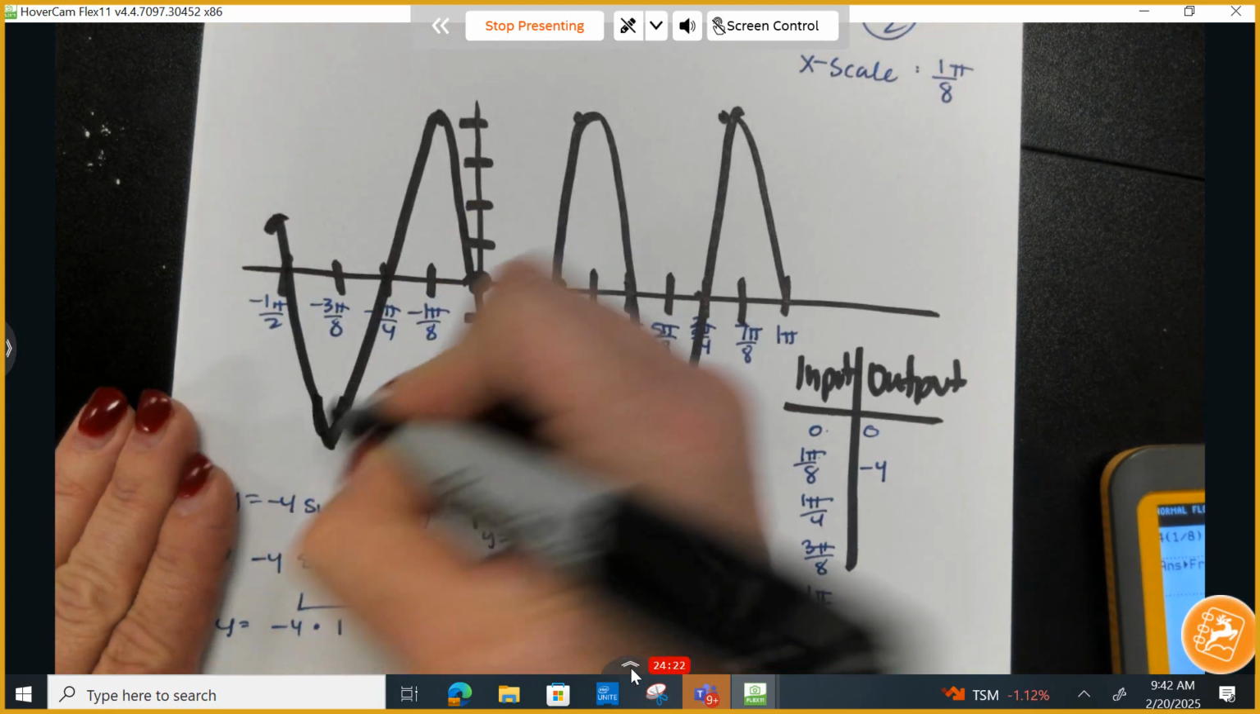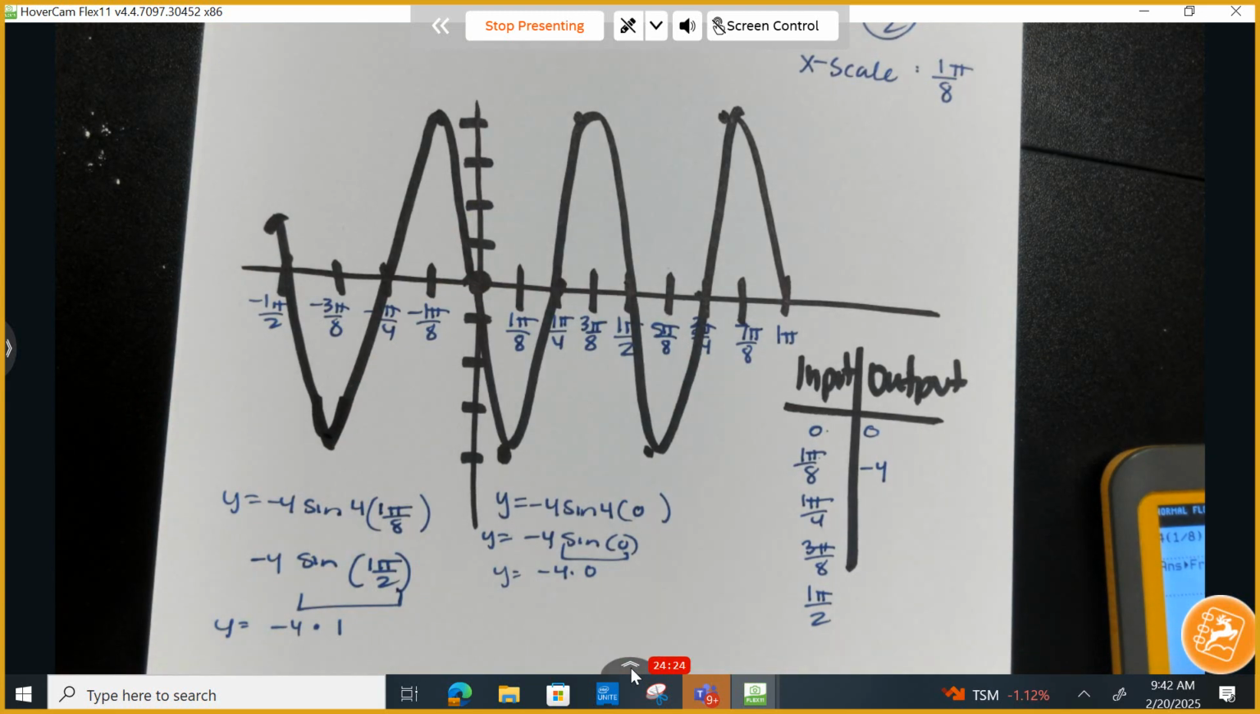Should be a little more rounded. Elijah, please evaluate for me. For this particular function, at 1 pi over 4, what is the output? 0. Please help me out, Nathan. At 5 pi over 8, what is the output?